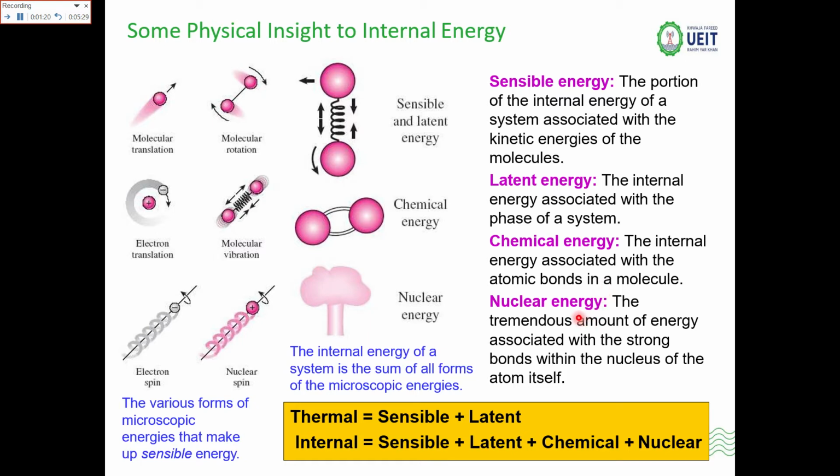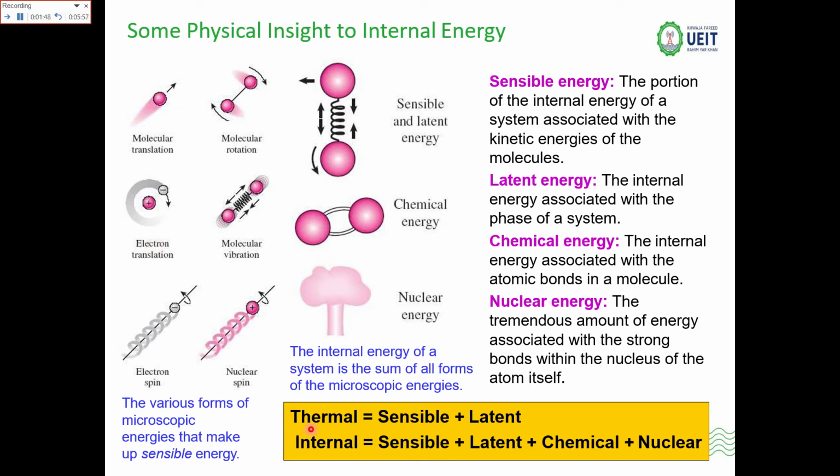Now the nuclear energy: the tremendous amount of energy associated with the strong bond within the nucleus of an atom itself. Now we are going further deep inside the system. So nuclear energy is basically the energy associated with the protons and the bond between them, which is the nucleus or the nuclear energy.